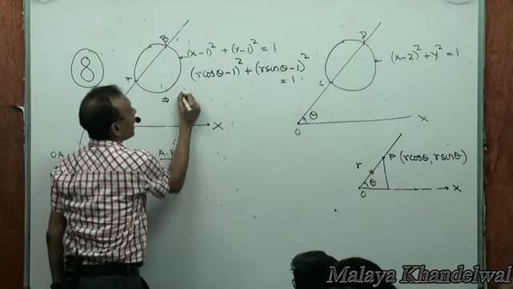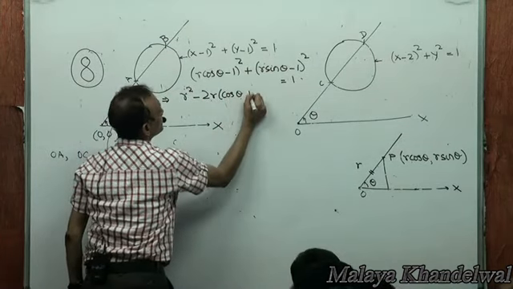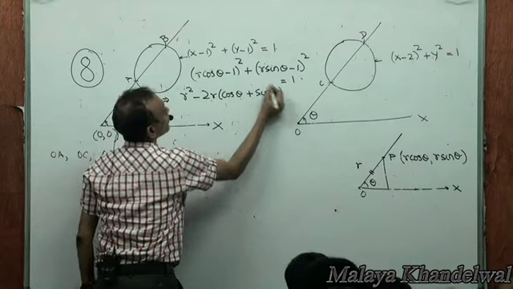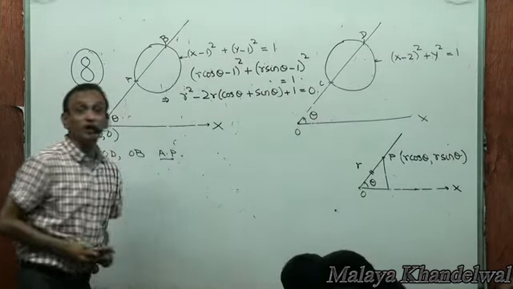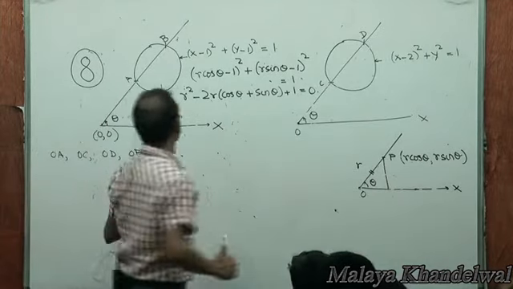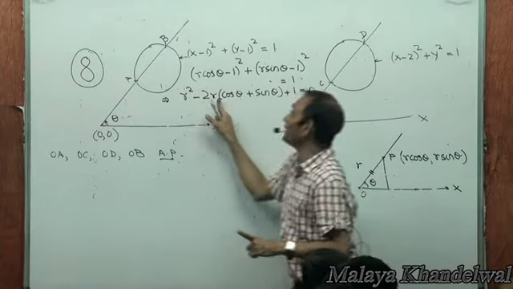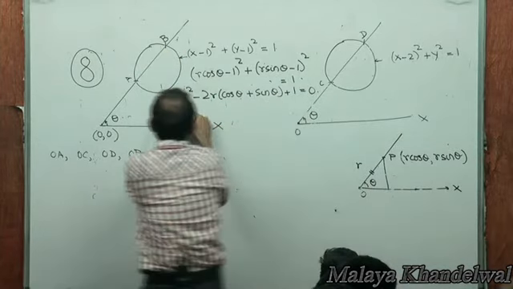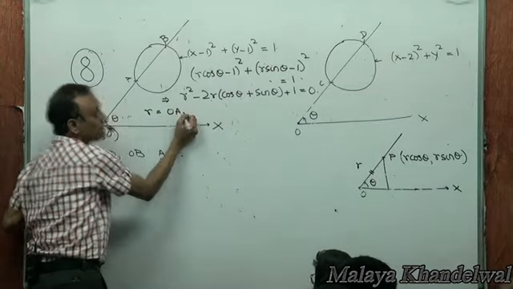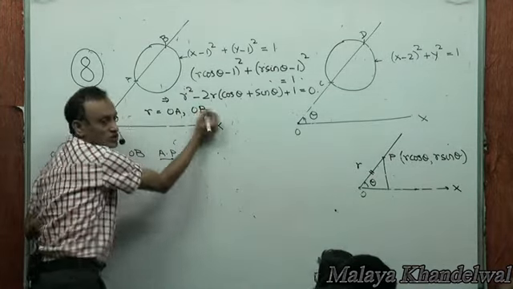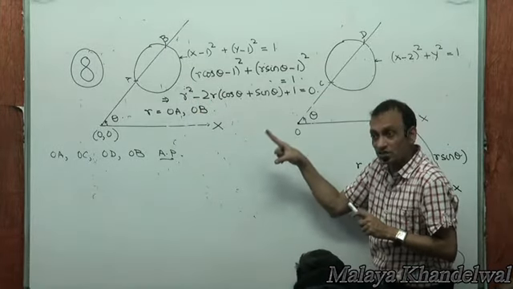Now this gives me r squared minus 2r (cos theta plus sin theta) plus 2 minus 1 equal to 0. I get a quadratic in r. That means the intersection of this line with this curve would be r equal to r of A and r equal to r of B. One value of r will represent OA, the other value of r will represent OB, yes or no? The two roots of this quadratic, r equal to OA and OB, yes or no?